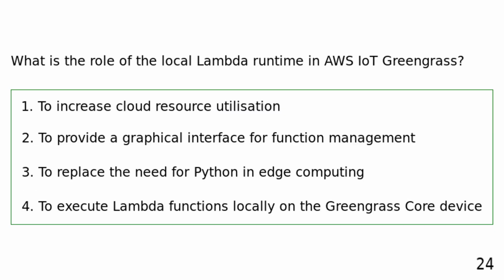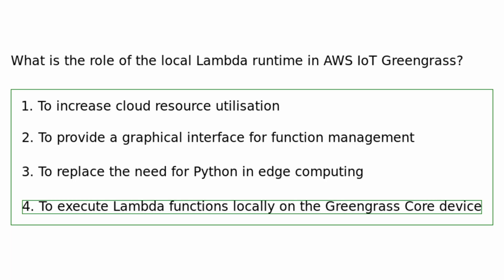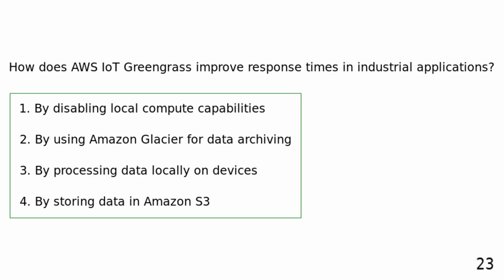What is the role of the local Lambda runtime in AWS IoT Greengrass? To increase cloud resource utilization. To provide a graphical interface for function management. To replace the need for Python in edge computing. To execute Lambda functions locally on the Greengrass core device. The local Lambda runtime in AWS IoT Greengrass executes Lambda functions directly on the Greengrass core device, enabling local processing and reducing latency.